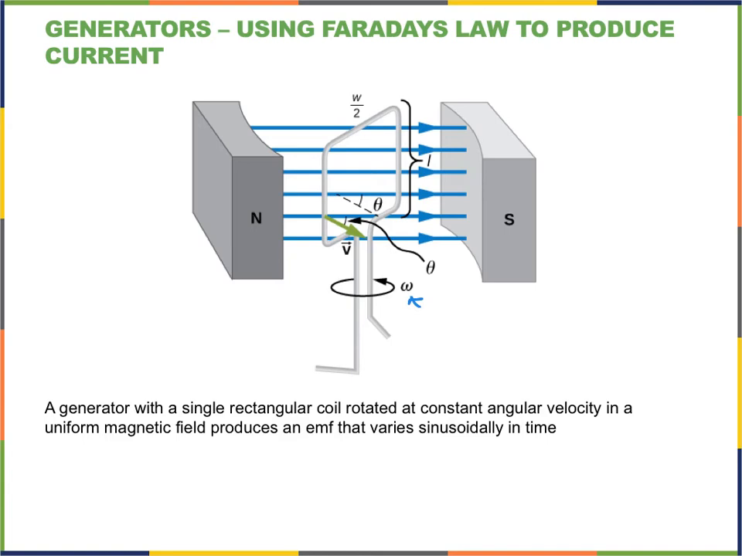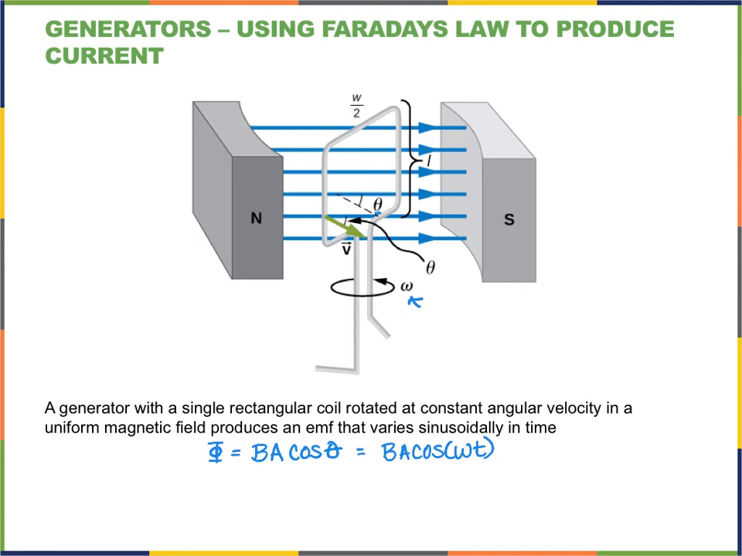So the magnetic flux through that wire is going to be equal to the magnetic field times the area of the loop times the cosine of the angle between the area vector for the loop and the magnetic field. And here you see it labeled in this picture. However, that angle is going to change with time, and so we could write theta as omega times t, where omega is the rotation rate.